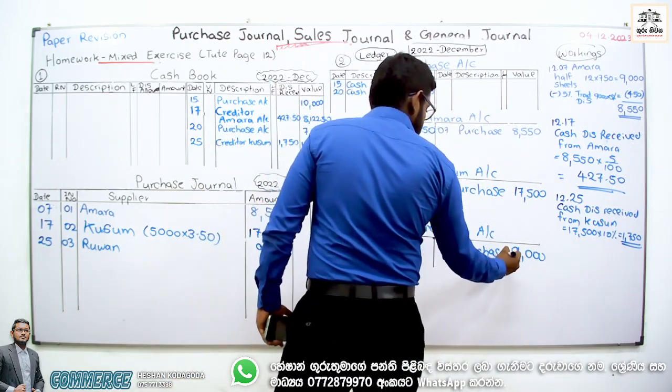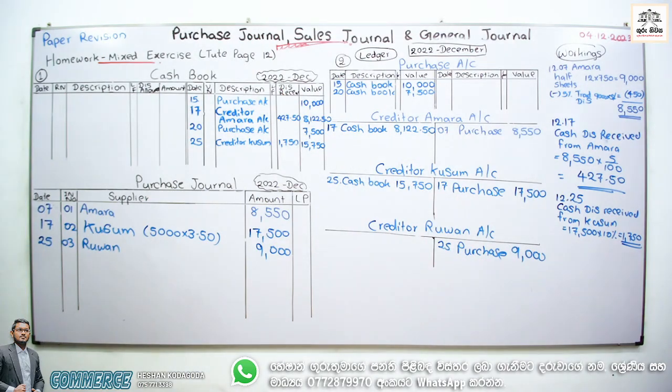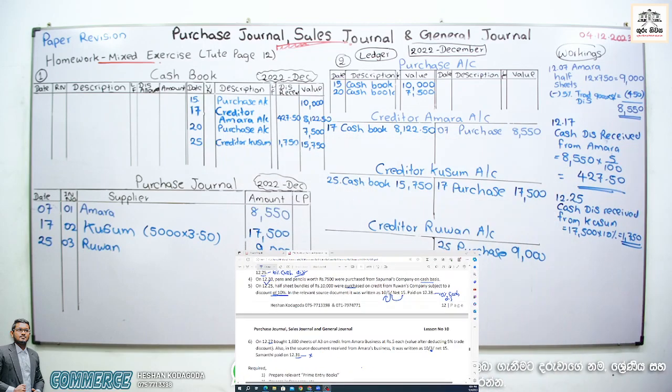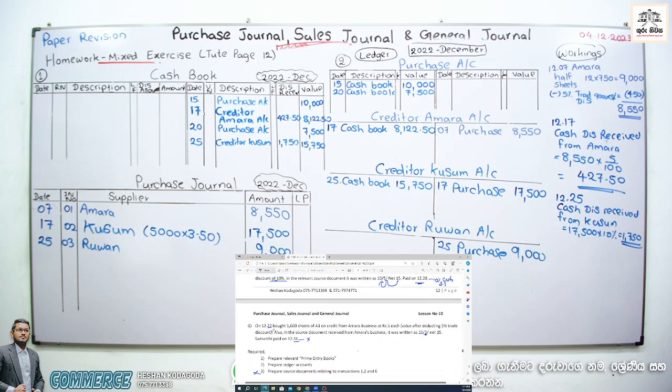Purchase. Okay, try to do this at home again. We paid on December 28th, so just ignore it for now. Payment also, there is a discount. Before that there is another one.